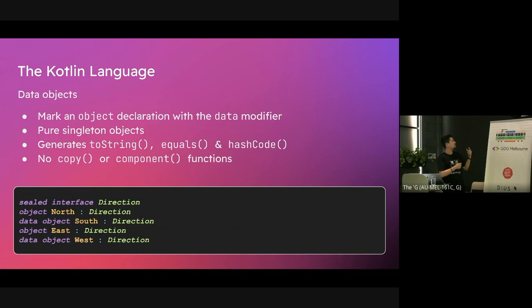Just as an example, and I'll be running this code in a short while. Sealed interfaces, you can have regular objects, and with Kotlin 1.9, the IntelliJ IDEA linter will actually tell you that this could be a data object. Please use that.